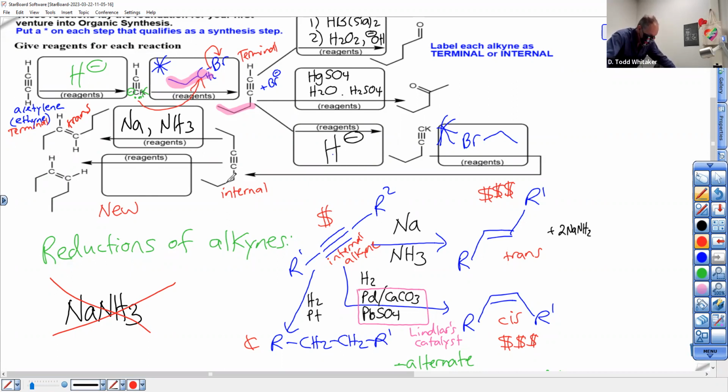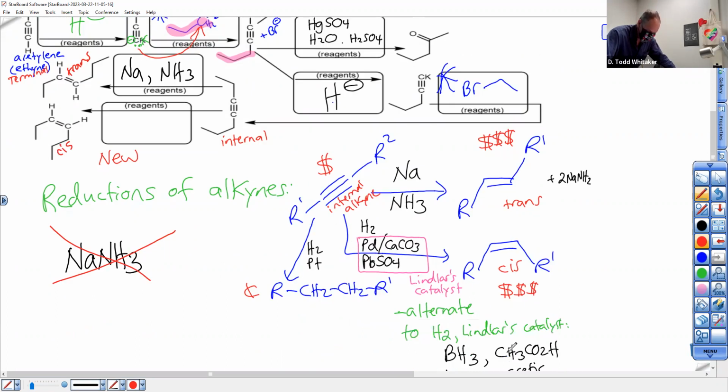I'm sorry. There's two possible answers to go from an internal alkyne to a cis alkene. They're down here. Why don't you do the one that's harder to mess up with? Isn't that harder to mess up with? Why not? BH3, CH3CO2H.